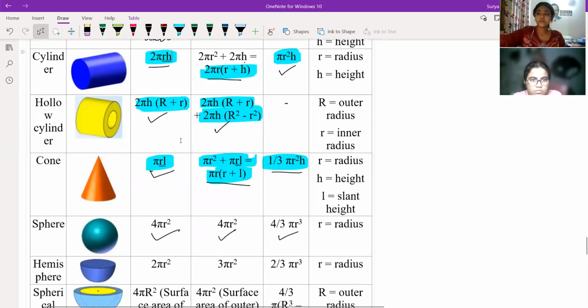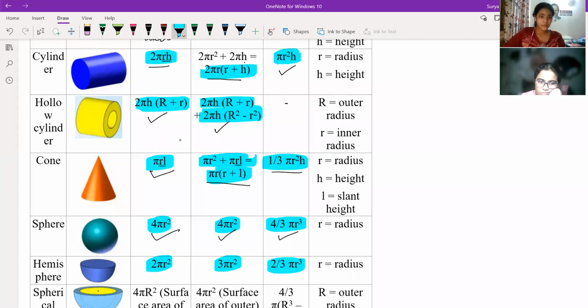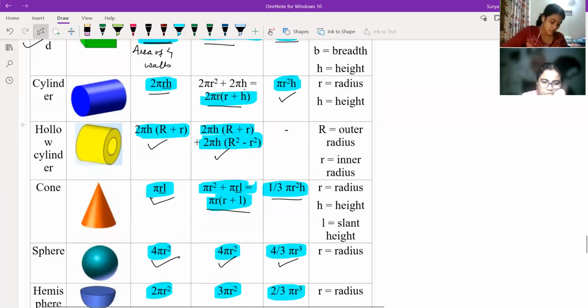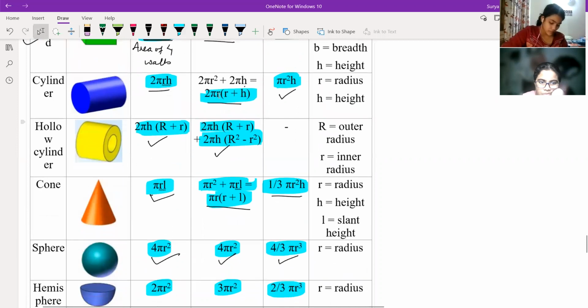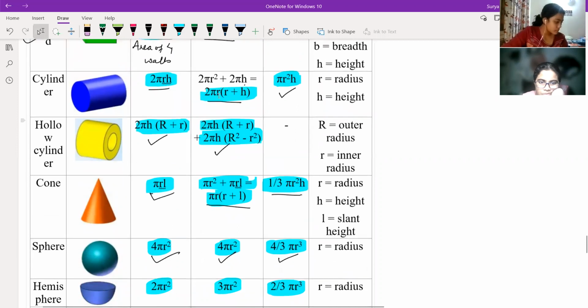So next is sphere and hemisphere. Children, just try to recall these formulas. If you have doubt, you just ask. Once you recall these formulas, let me know.